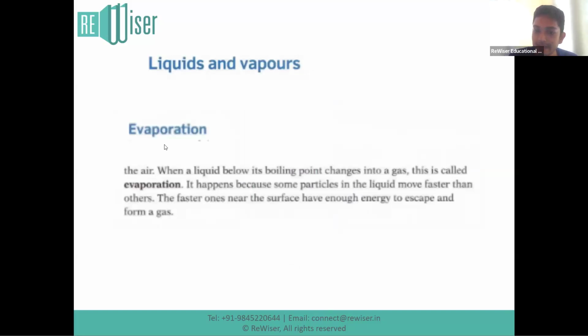Evaporation is basically the conversion of a material in a liquid state to a gaseous state below its boiling point. So remember, evaporation occurs at all temperatures. Evaporation does not occur only at the boiling point. Evaporation occurs at all temperatures.